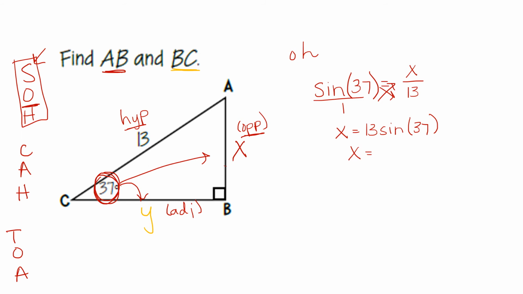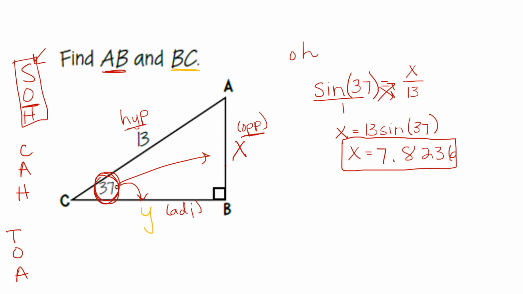So if I type 13, sine button, 37 equals, this time I'm going to get 7.823. Looks like I'm going to have to round that 5 up to a 6. And that's what I get for x here. So let's jump down to y then.